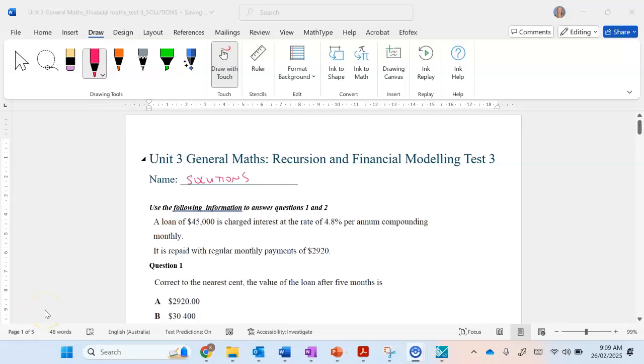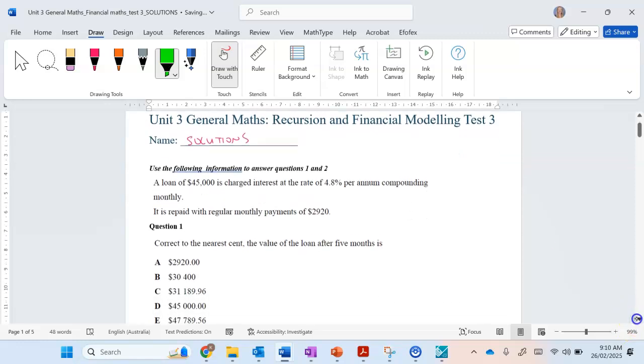Everyone, in this video we're going to go through the solutions to the recursion and financial modelling test number 3. So I think we've got 5 multiple choice questions and then a couple of extended response. So let's get started. Use the following information to answer questions 1 and 2.